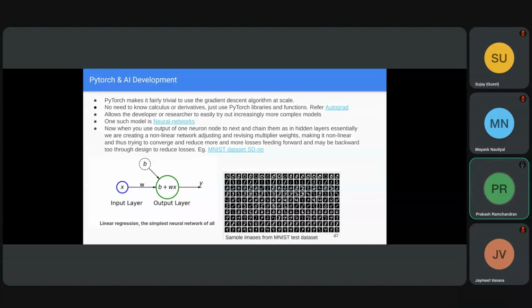So the simplest regression model is one with no hidden layer. You have an input layer and an output layer. For example, y equals b plus Wx, where b is the bias, W is the weight, and x is the input. So you can do the simplest one.